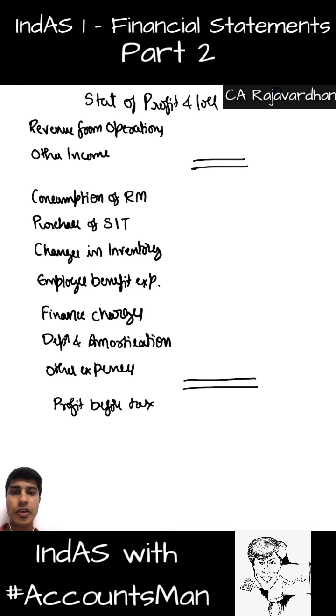Sorry, statement of profit and loss. Yeah, statement of profit and loss will have two parts. This is part A and we have part B. Part A is basically revenue from operations and other income, same as schedule 3, no difference.